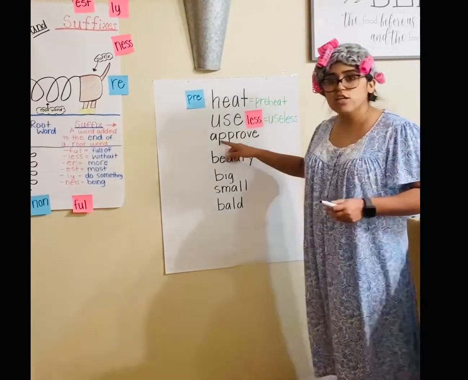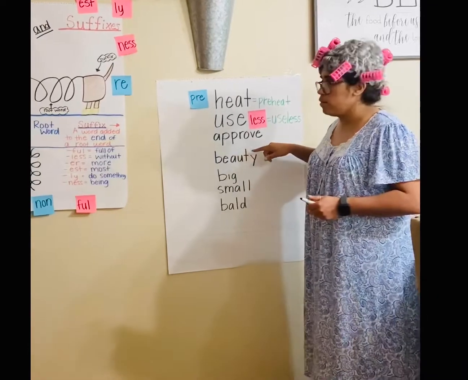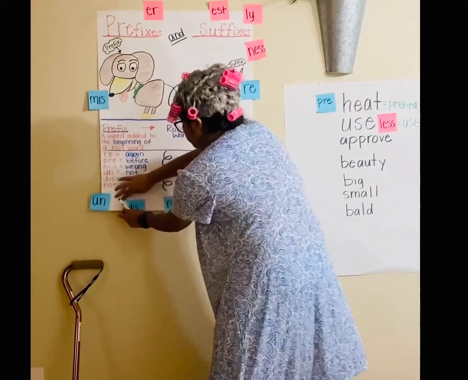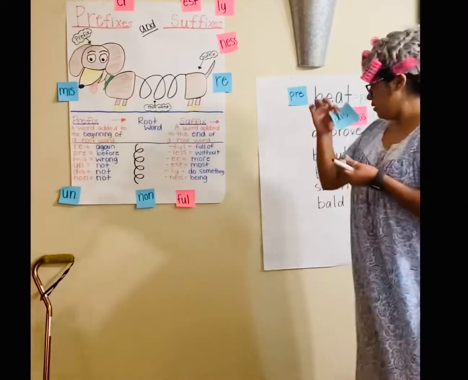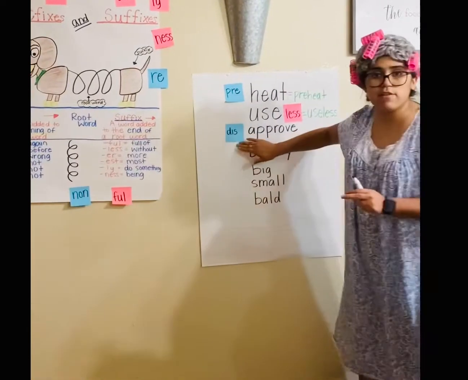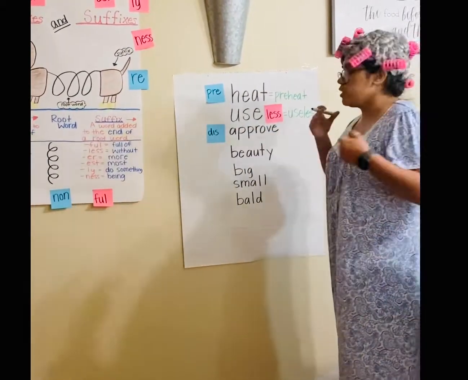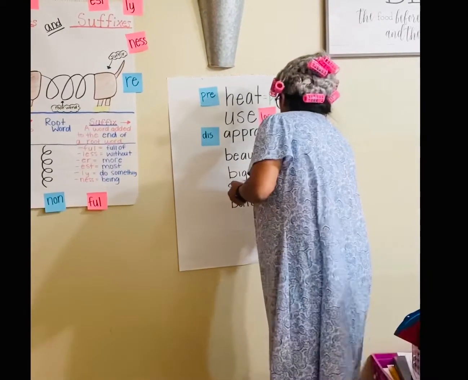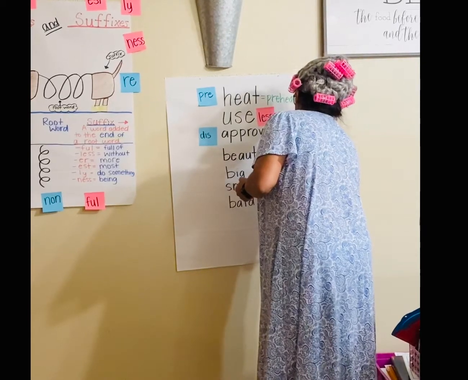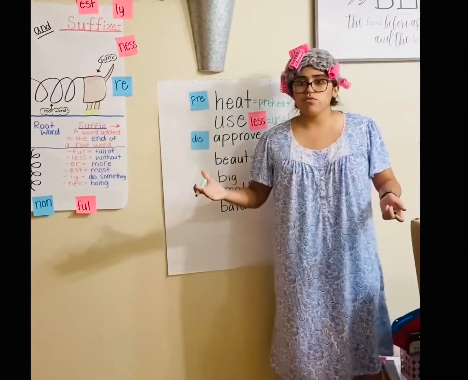Now, let's look to see if we can add a prefix or suffix to approve, the word approve. Let's look. Oh, over here. Dis. That right there is a prefix because it's going at the front of the word, that root word. The new word is disapprove. Okay, our new word is disapprove.